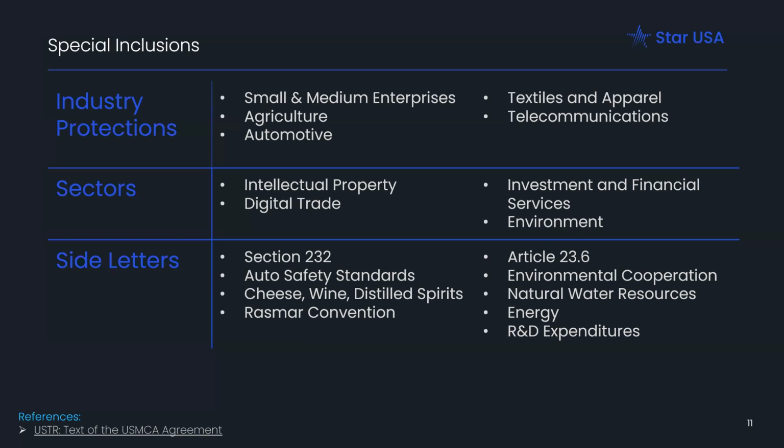There are particular sectors that get special consideration, particularly intellectual property. That is a big deal for US interests, as well as the distribution of investments and financial services across those borders between those countries. And then there are side letters that are between usually two of the parties, two of the member countries, that deal with the Section 232 aluminum and steel tariffs, auto safety standards, energy, and R&D expenditures, as well as environmental cooperation. All these have special considerations that are baked in. If you're in any of these industries, I would highly recommend researching these sections and ensuring you understand how those special inclusions might make your roles and responsibilities a little bit different than the average participant in USMCA.